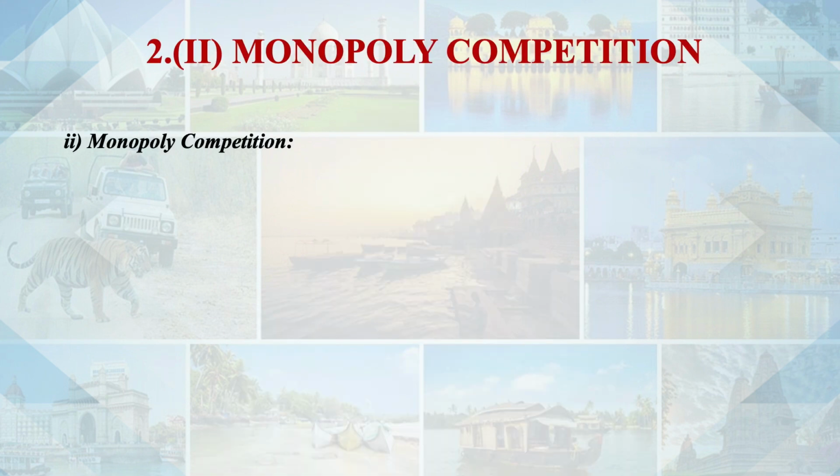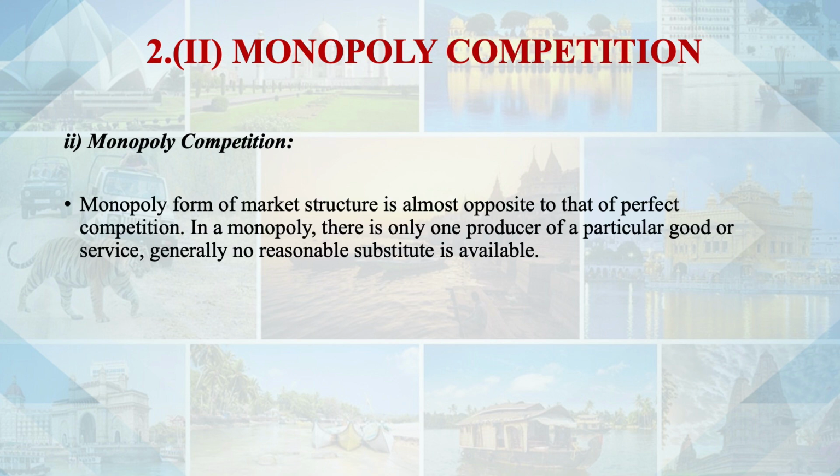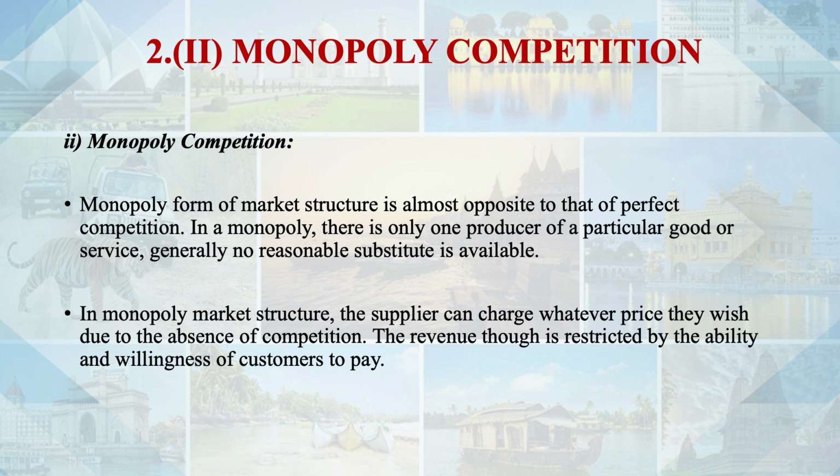It is known as monopoly competition. The monopoly form of market structure is almost opposite to that of perfect competition. In monopoly, there is only one producer of a particular good or service. Generally, no reasonable substitute is available, but the number of buyers is many. In a monopoly market structure, the supplier can charge whatever price they wish due to the absence of competition. The revenue, though, is restricted by the ability and willingness of customers to pay.